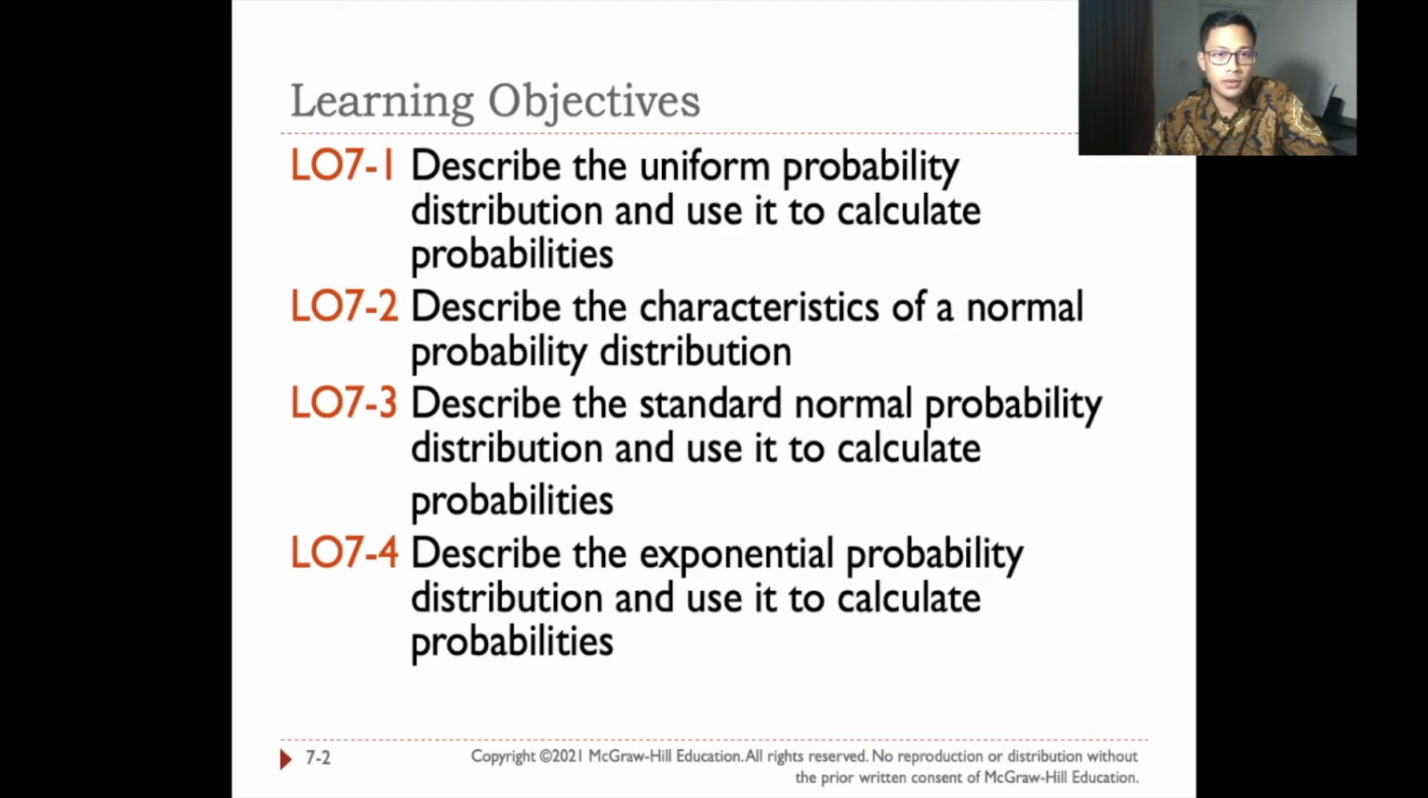Okay, let's go over the learning objectives for this chapter. The first one is to describe the uniform probability distribution and use it to calculate probabilities. Second, to describe the characteristics of a normal probability distribution. Third is to describe the standard normal probability distribution and use it to calculate probabilities. Lastly, we're going to describe the exponential probability distribution and use it to calculate probabilities.